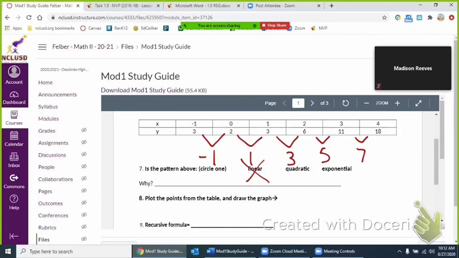Because think about it, there was a problem like this on the Ready, Set, Go. On one of the practice quizzes, people were kind of confused here. Remember, from -1 to 1, that's still a jump of +2. And then 1 to 3 is a jump of +2, +2, +2. So this one should be quadratic. You guys should remember that, hopefully.